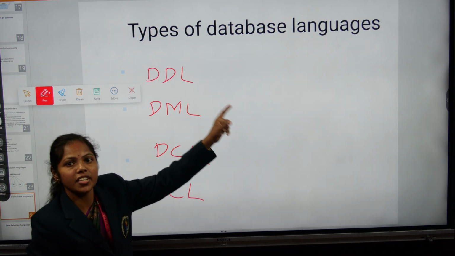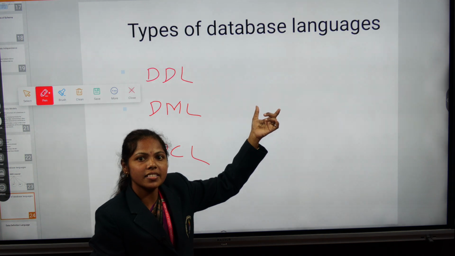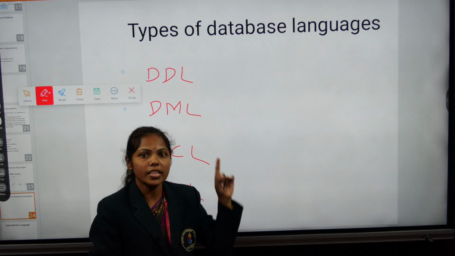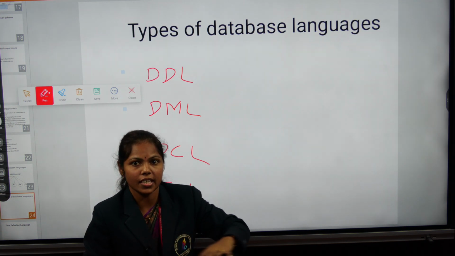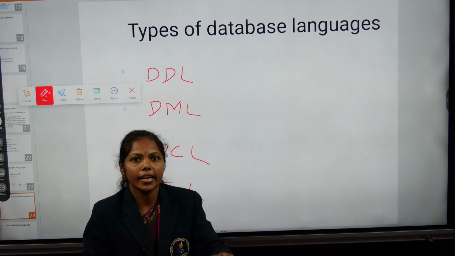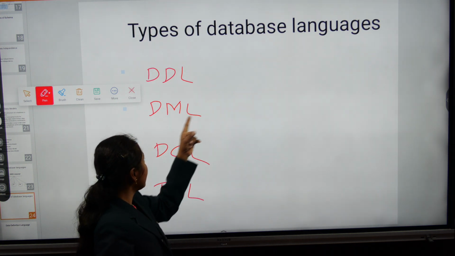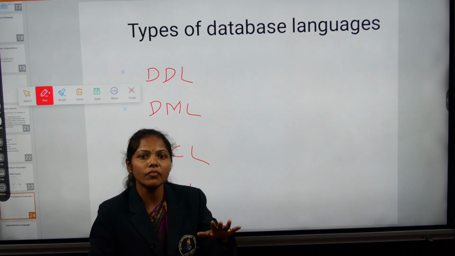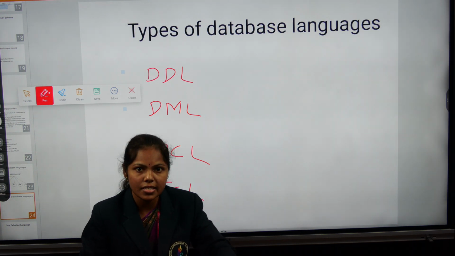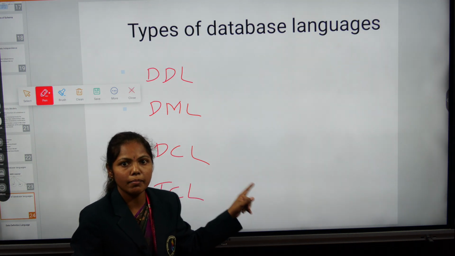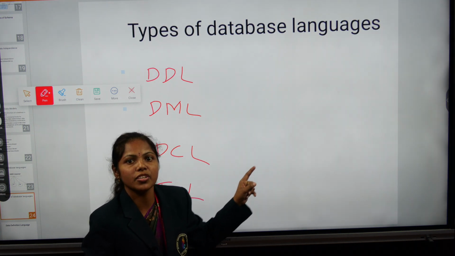DDL is data definition language. The name itself indicates that this language is used to define the structure of the table. This language works only on the structure of the table, but it does not disturb the data inside the database. The difference between DDL and DML is that DDL works only on the structure, but DML works only on the data present in the database. That is the main difference between DDL and DML. DML means data manipulation language.